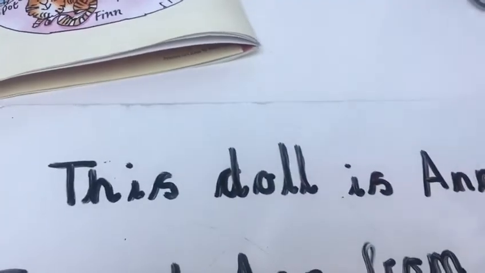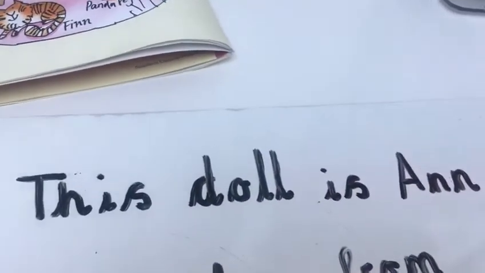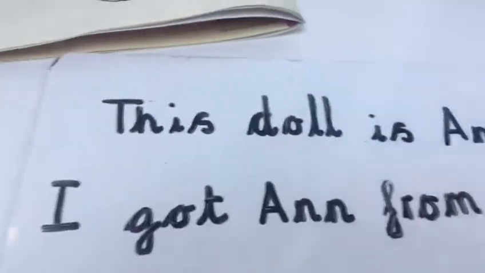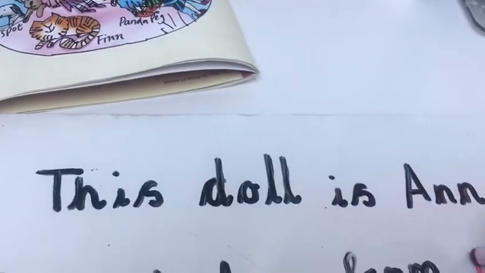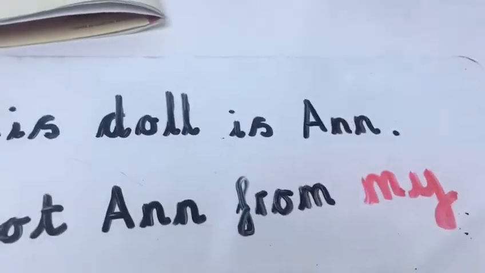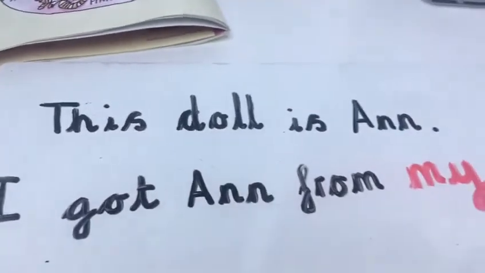Okay, I'm going to use a different pen, and I wonder whether, if I can get the lid off, you can think why I might be using a different colour pen for I got Anne from my. Why have I used a red pen? Yeah, well done. It's a red word. I got Anne from my gran. I can't fit it in over there, so I'm going to put it down here. And because it's a name, gran's a name, we're going to give it a capital G.